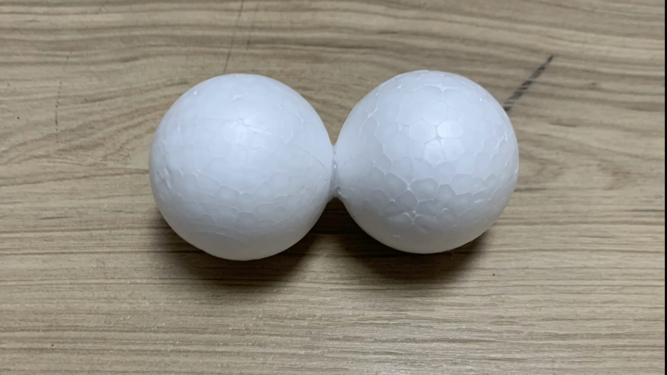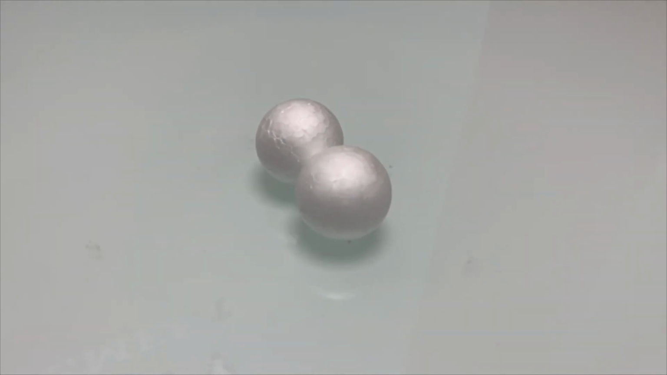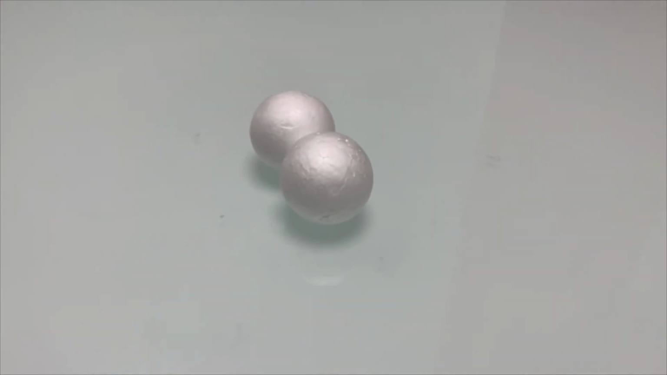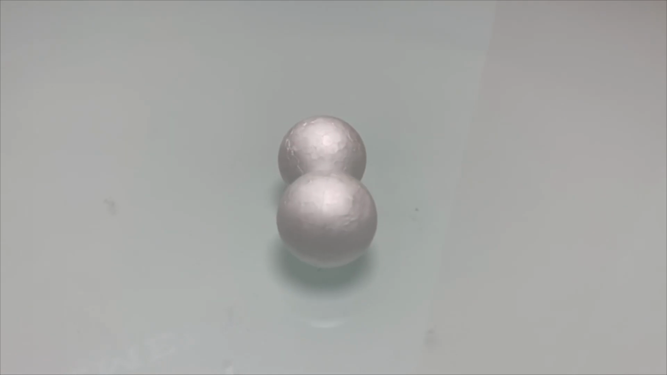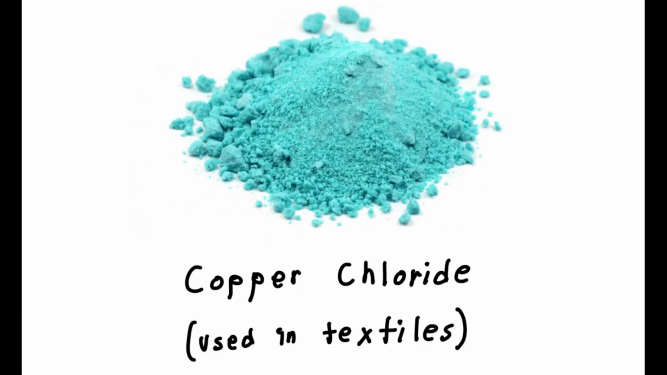The first structure that I'm going to introduce is called linear. Linear structure is comprised of a cation with two anions located on opposing sides. The cation to anion ratio is less than 0.155. The coordination number is 2. A common example is copper chloride, and it is commonly used in electroplating.